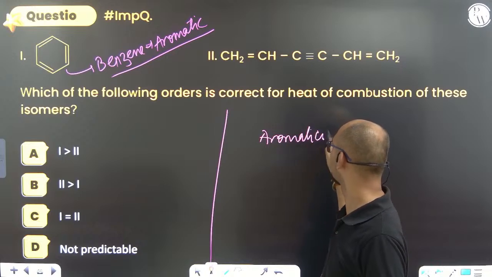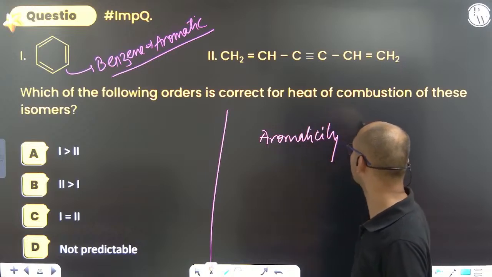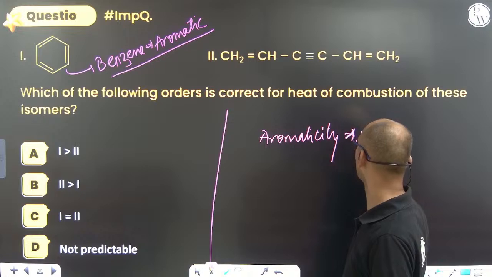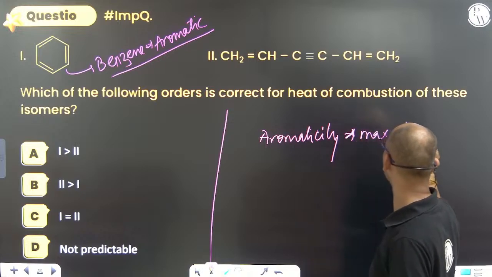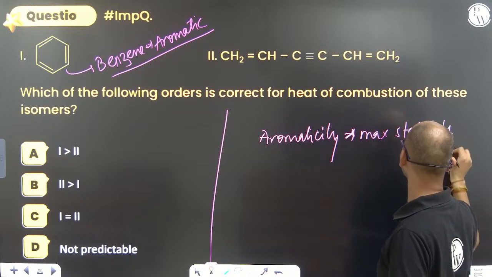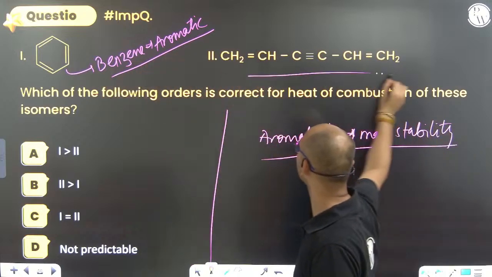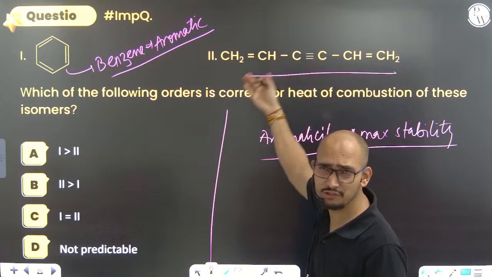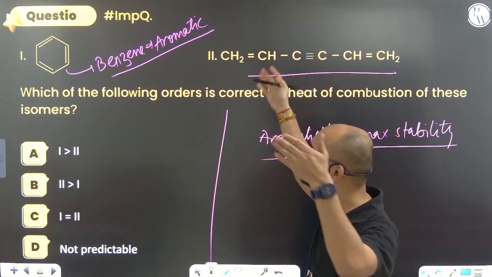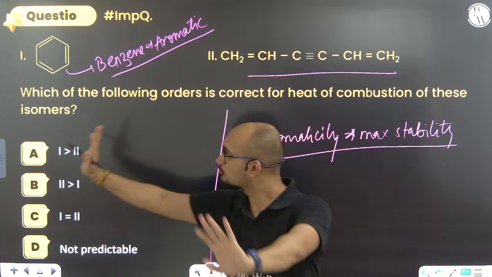Aromaticity gives maximum stability. So what can we say? Can you see that here there is aromaticity, while here there is only conjugation? So due to conjugation, the stability will not be as much as it is here. Okay.